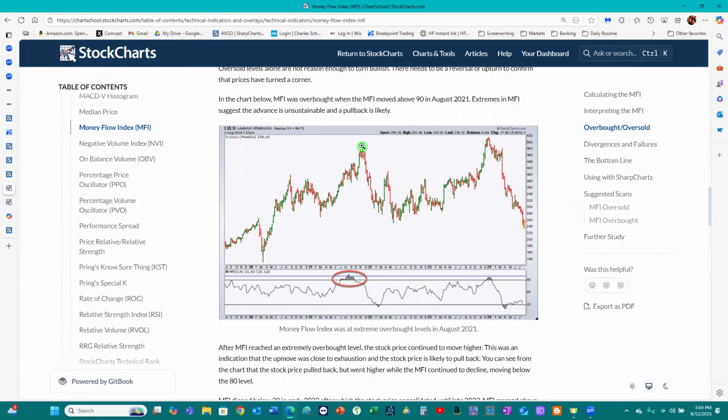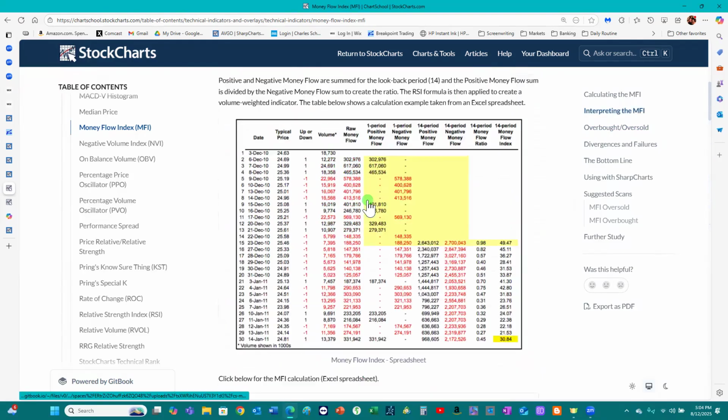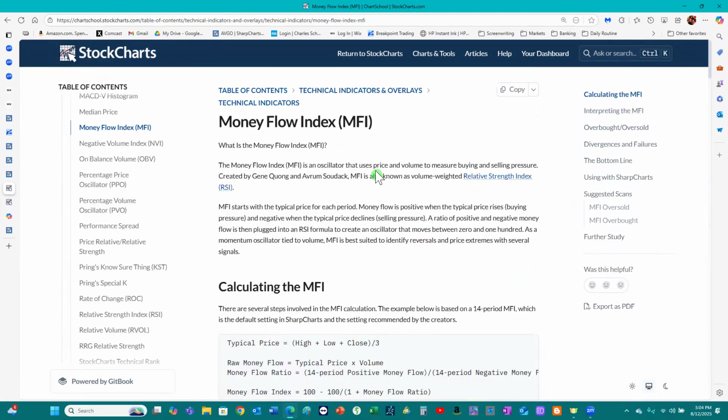So usually when it's overbought, it reverts to the mean. When it's oversold, it reverts to the mean, goes back to the middle again. So it's really good for mean reversion trading. So that's MFI, that's money flow index. Basically, a simple way to think of it is, it's RSI with volume. Think of it that way.